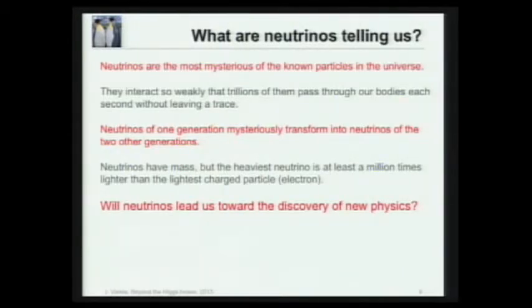So many people believe that neutrinos will lead us towards the discovery of new physics. And there are a number of experiments being prepared in several places in the world, in particular in the US and in Japan, to have new neutrino beams and to make experiments with neutrinos.